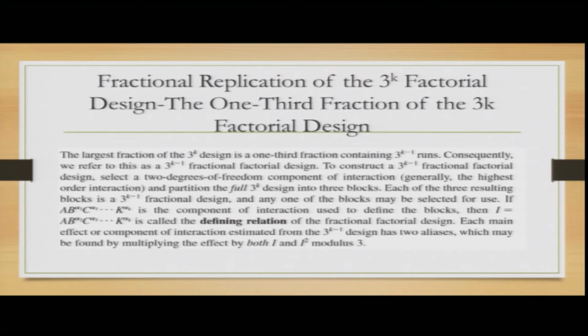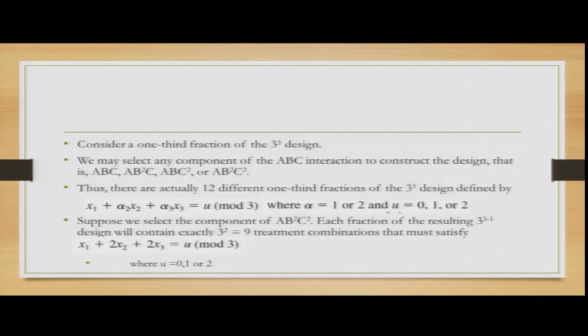Each main effect or component of interaction estimated from the 3^(k-1) design has 2 aliases, which may be found by multiplying the effect by both I and I square in the mod 3 model. Obviously, why mod 3? Because you are trying to find out a 3^k factorial. If it is a 5^k factorial, it will be modulus 5, and accordingly the calculations can be done. Consider a 1/3 fraction of the 3^3 design. We may select any component of the ABC interaction to construct the design. That would be given by ABC, AB square C, ABC square, or AB square C square. Based on that, we can do the calculation.